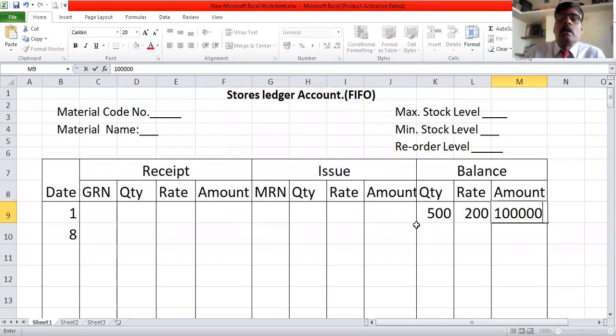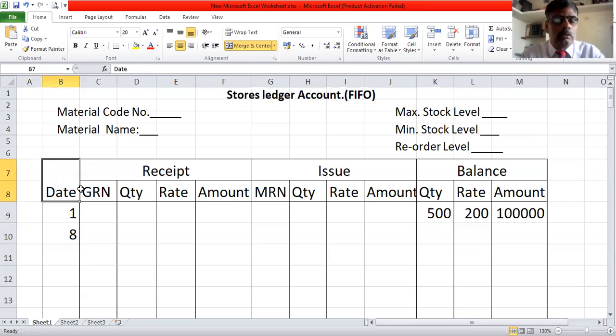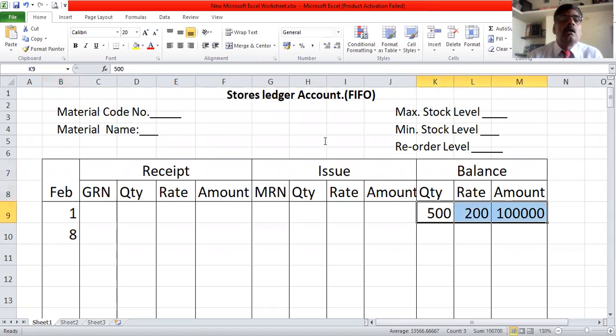And next is 8th February. In the date column, you write the month, February, and the year is not there. Then next, on 8th, there is an issue. Whenever there is an issue, you underline the balance column. Then start the issue. Go to the issue column.